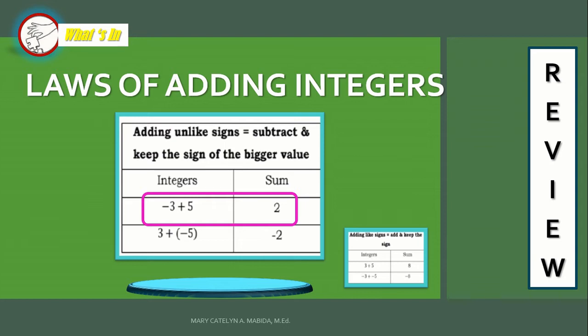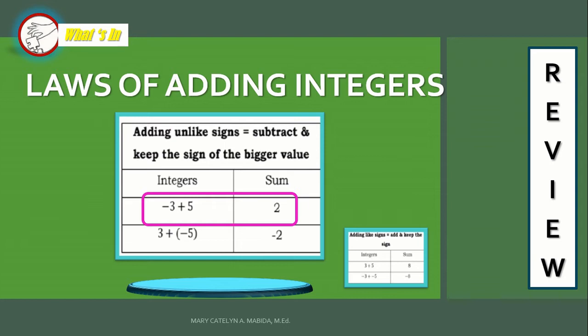5 minus 3 is equal to 2. And then, we are going to keep the sign of the number with the greater absolute value. So which one is bigger? Is it 3 or 5? You got it! It's 5. And the sign of 5 is positive. And so, our sum is positive.